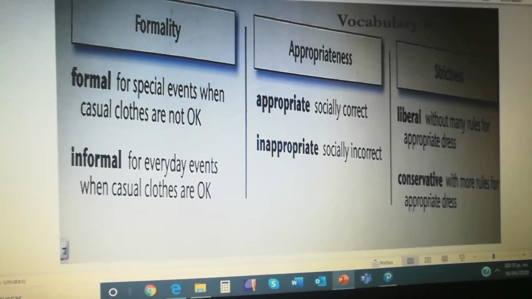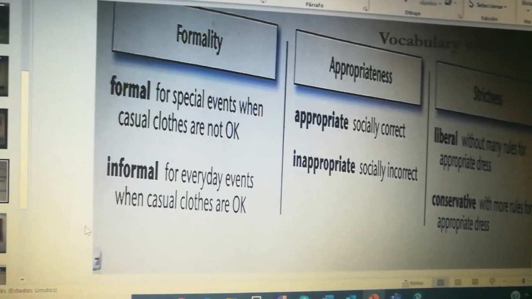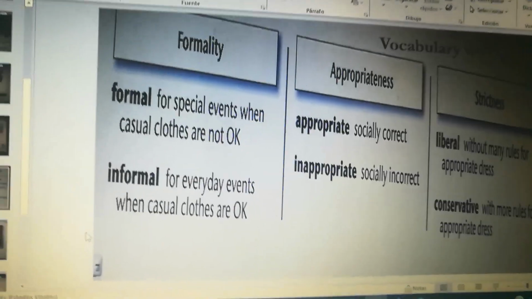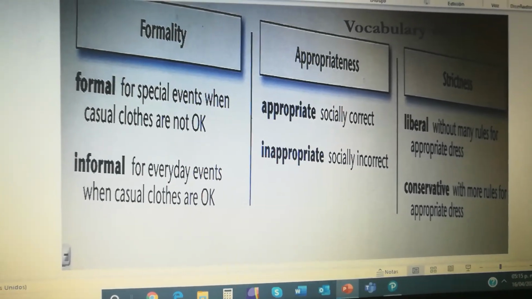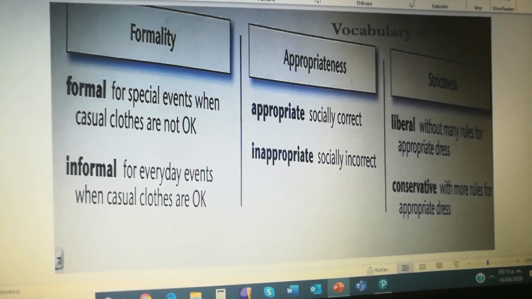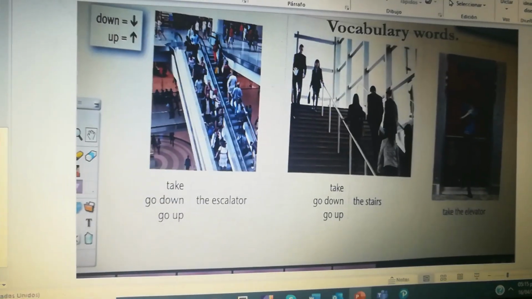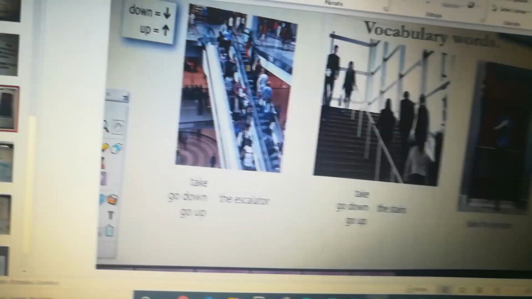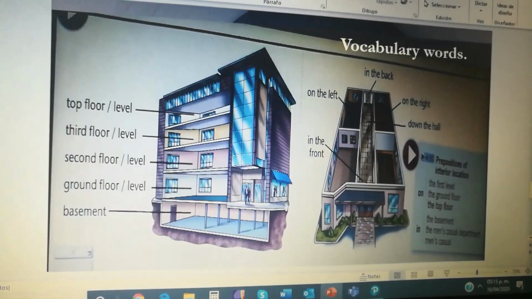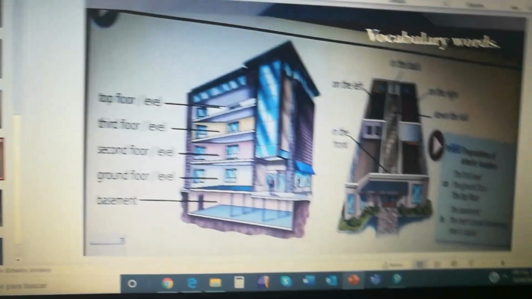These are other important vocabulary words: formal, informal, appropriate, inappropriate, because these words refer to clothes, okay? The clothes that you use in many different places. And we continue with other vocabulary. There's a lot of vocabulary in this unit. Take, go down the escalator, go up, and others. This is another: top floor, third floor, second floor, ground floor, okay?